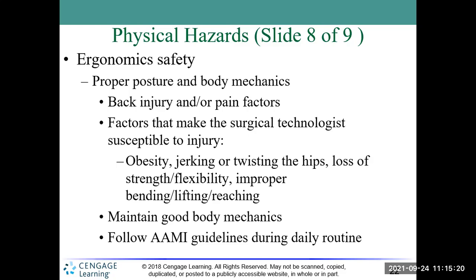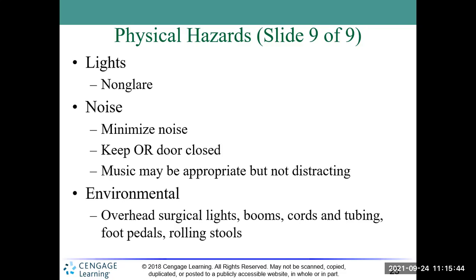There is, I think it's the Association for the Advancement of Medical Instrumentation. They have an ergonomics section in there, so you can use those guidelines during a daily routine. They do have some recommendations to help you know the best ways to move in those situations.